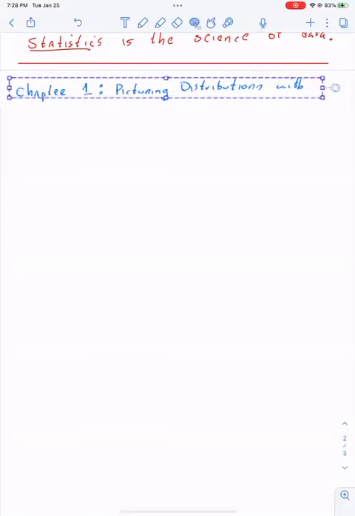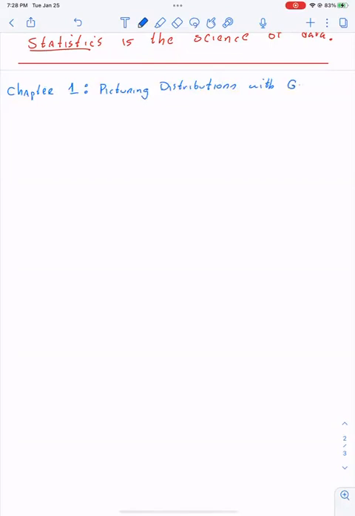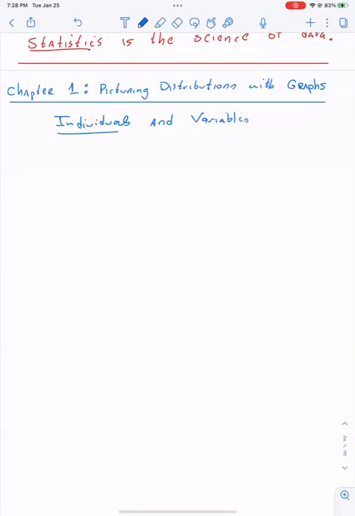So chapter one in the book is entitled Picturing Distributions with Graphs. This is where it all begins. And we start our chapter with the subsection entitled Individuals and Variables.